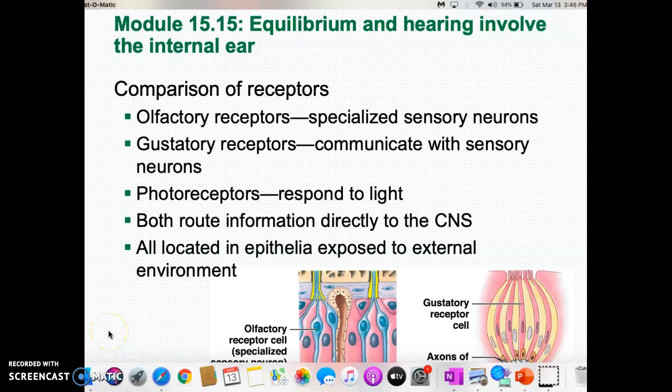We're going to compare some different receptors here. Just look back a little bit. The olfactory receptors were specialized sensory neurons. The gustatory receptors communicated with sensory neurons. Photoreceptors responded to light. And they routed the information directly to the central nervous system. And all were located in epithelia that were exposed to the external environment.